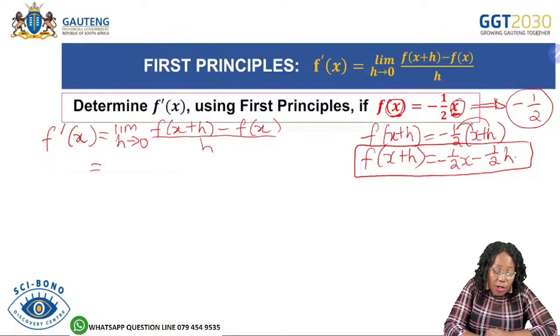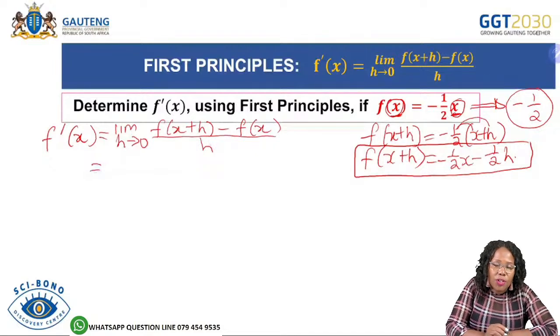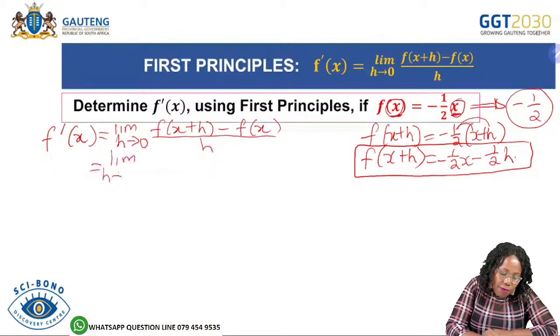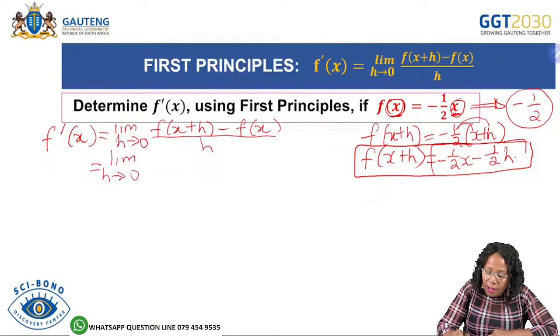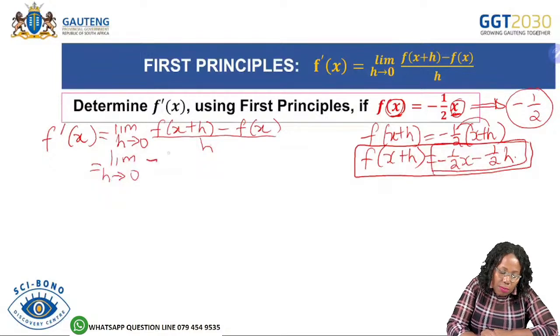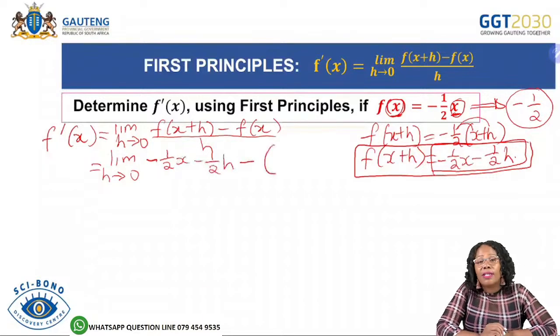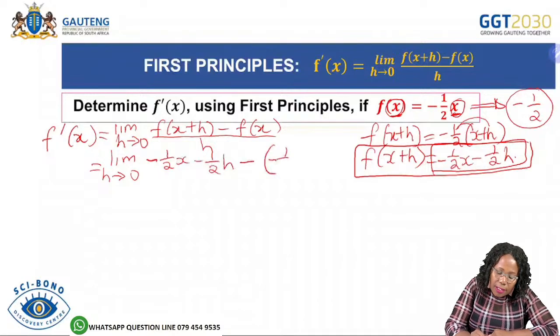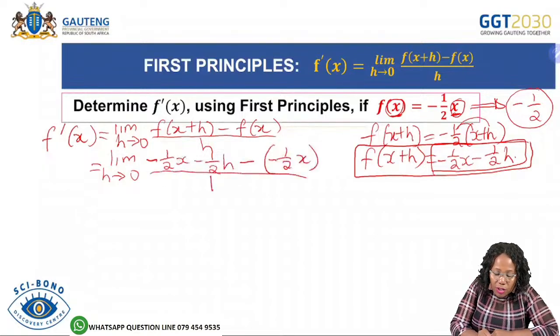Okay, the next step, what must we do, grade 12? We substitute into the formula, correct substitution into the correct formula. Still having the limit of h approaching 0. What is our f at x plus h? Minus half x minus half h. Minus, remember our f at x must always be respected, be inside the bracket, right? Minus half x. Okay, all over h.